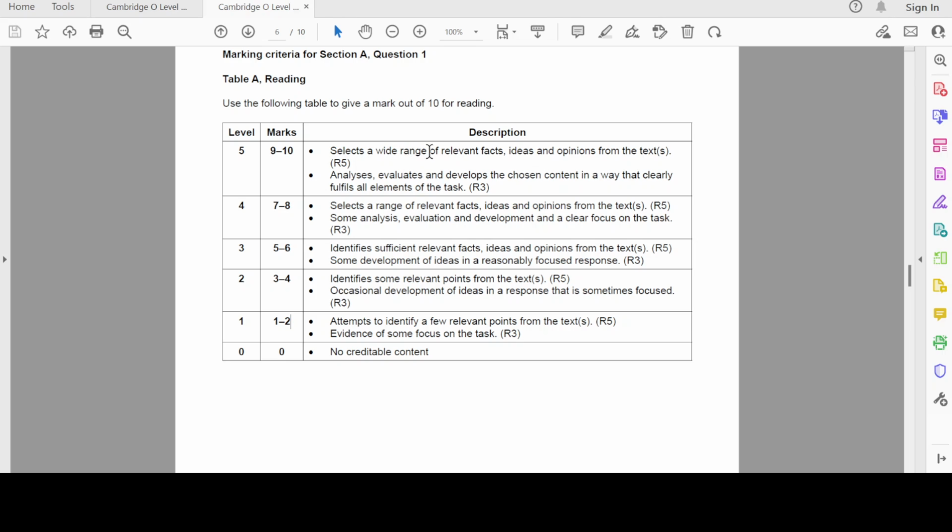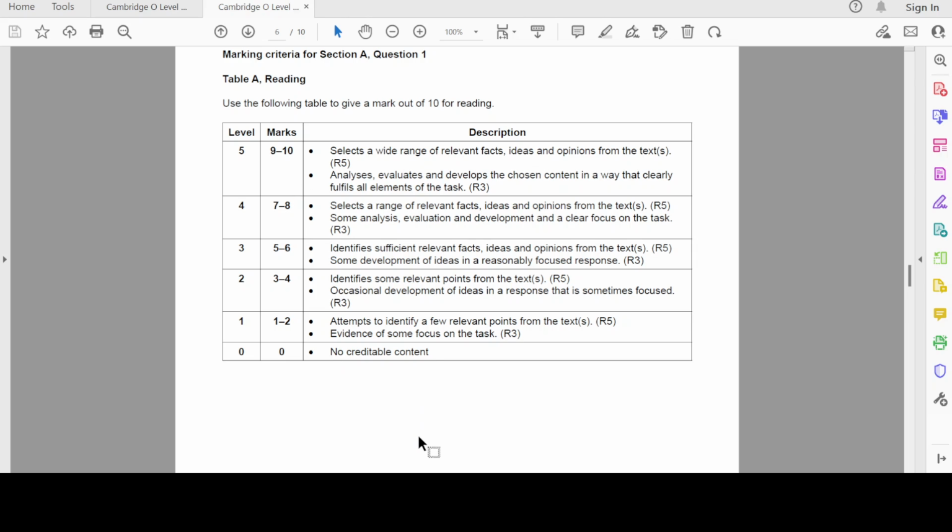Selects a wide range of relevant ideas, facts, opinions, analyzes, evaluates, and develops the chosen content in a way that clearly fulfills all elements of the task. So it's just like perfect, well done, right? So can't get any better than that. So those are the level descriptors for the content.